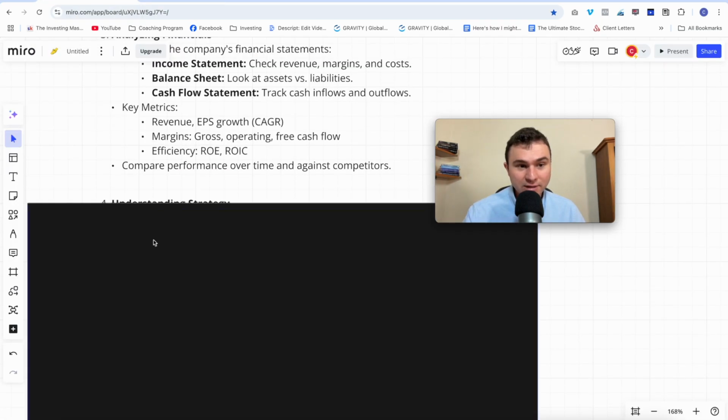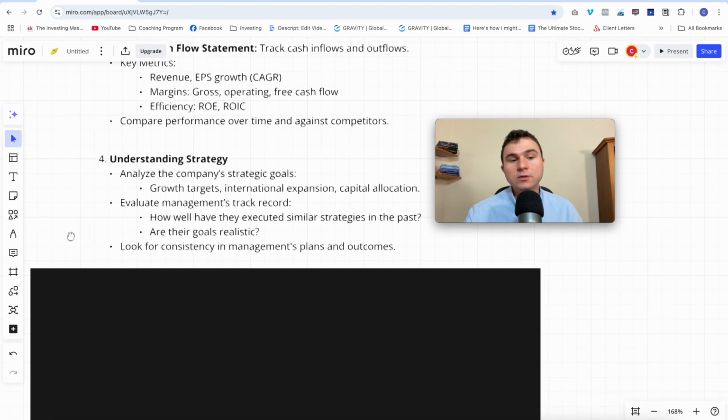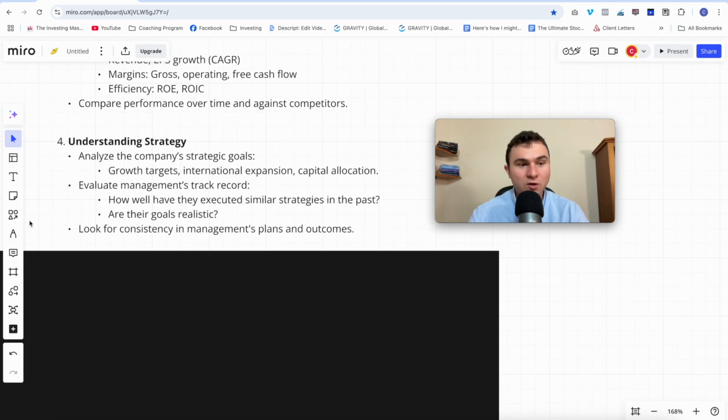Okay, let's compare. Now, let's see the step 4. Okay, 4. Understand the strategy. Now we will talk about the qualitative aspect of investing. Analyze the company's strategic goals. Either they have growth targets, or they want to go international, or what is their capital allocation decisions. Capital allocation, I've done a complete video about this on my YouTube channel. So you just type capital allocation on my channel and you will find a video that talks about this one.